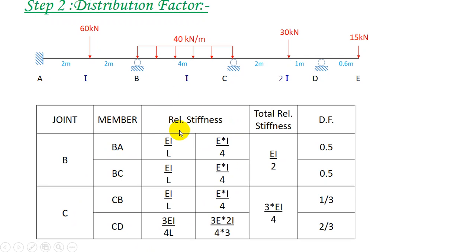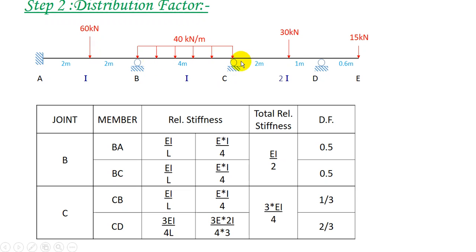Third is relative stiffness. If you have gone through my previous video tutorials, I have mentioned the formulas for finding relative stiffness for different types of end conditions. I would just suggest that you go through those tutorials. So the relative stiffness for BA, since A is a fixed end, is EI by L.